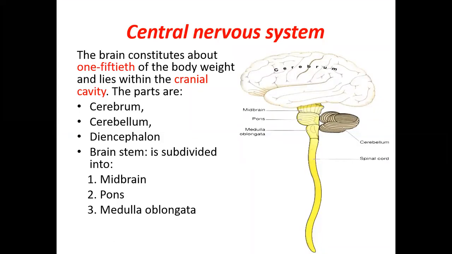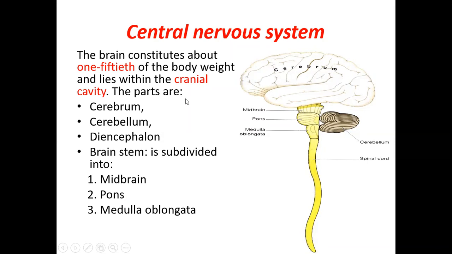Now coming to the different parts of the central nervous system. The brain constitutes about 1/5 of the total body weight and lies within the cranial cavity. Actually it will be 1/50th. Initially, during development, the head is much larger, so it is 1/5. But in the adult, it is 1/50th of the whole body weight and lies within the cranial cavity.